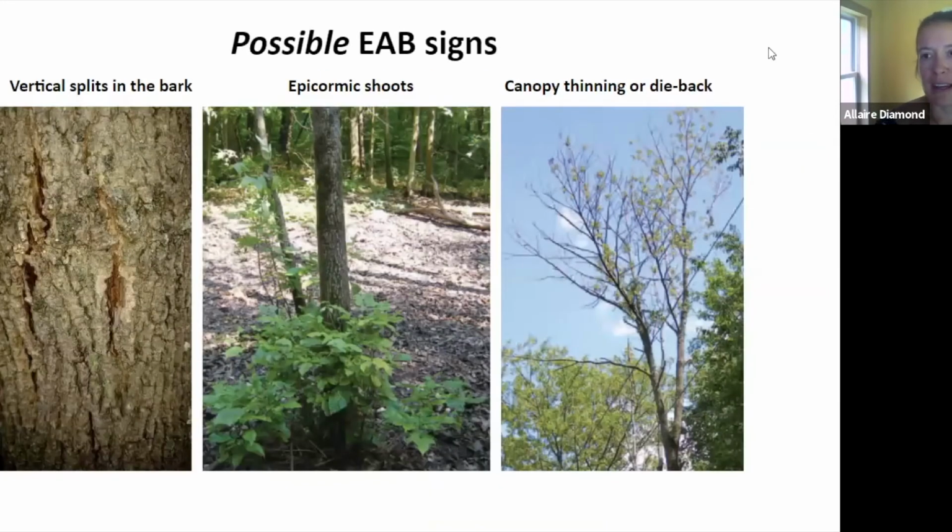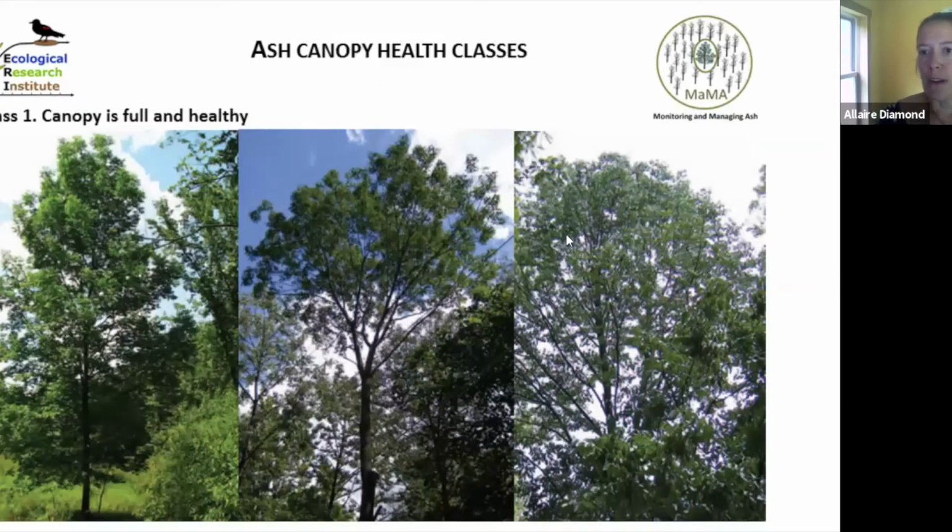And then possible EAB signs that also could be caused by other things: thinning or dieback in the canopy, epicormic shoots, or splits in the bark. And again, these things can be caused by any number of pathogens or stressors. So in the assessment of these ash trees in the plot, there's a canopy health rating that has to happen for every tree.